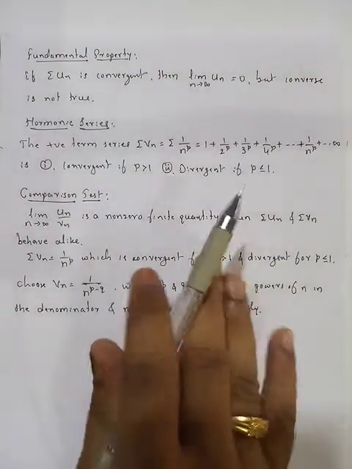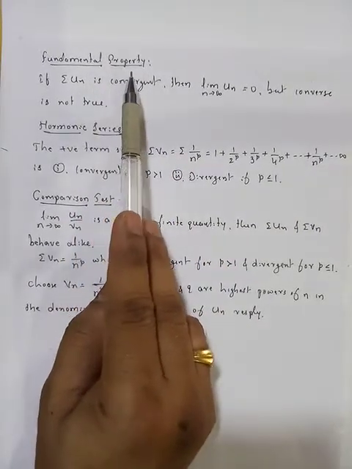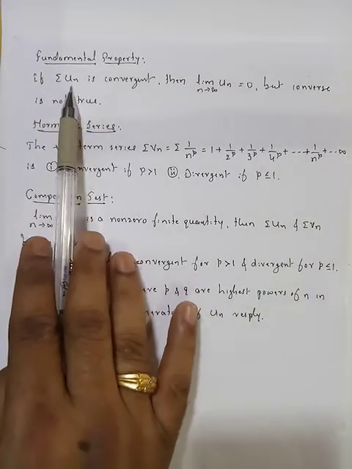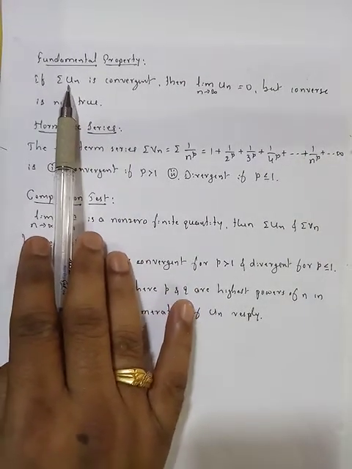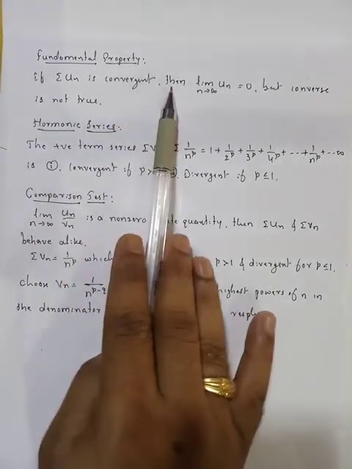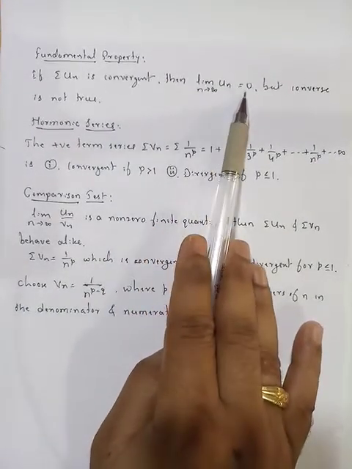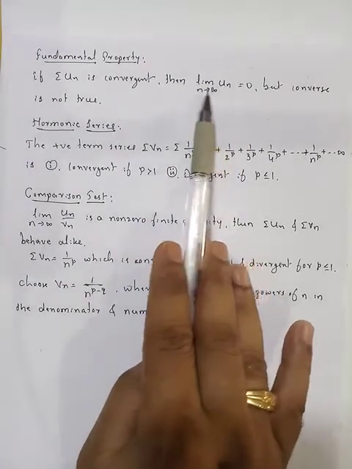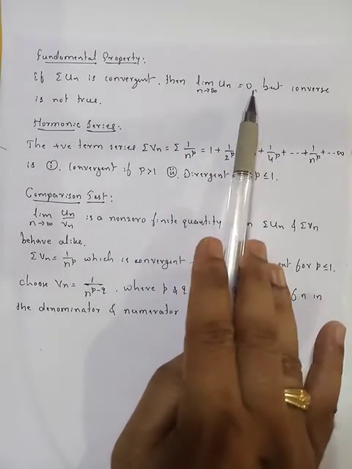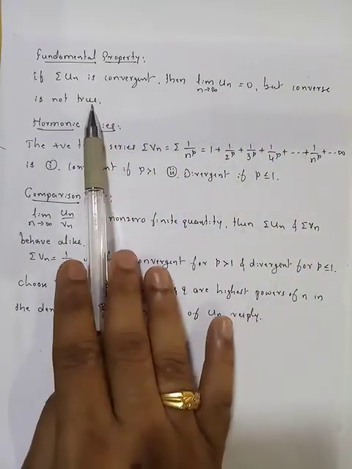One important property of the infinite series is the fundamental property. What is the fundamental property? If the summation un, the given infinite series, is convergent, then the value of un when n equals infinity is 0. That is, limit un as n tends to infinity is 0. But the converse is not true.